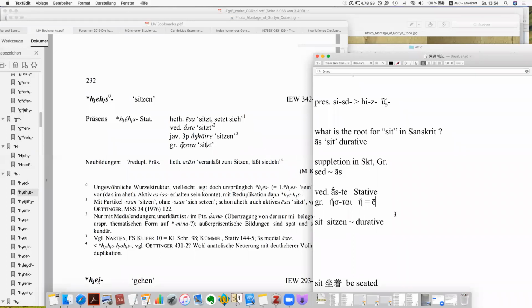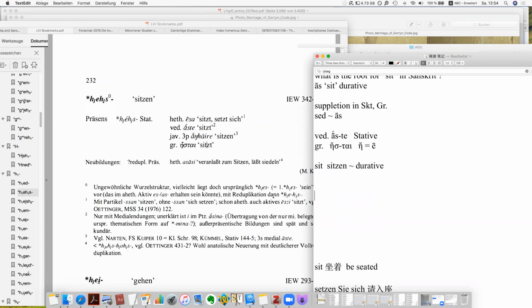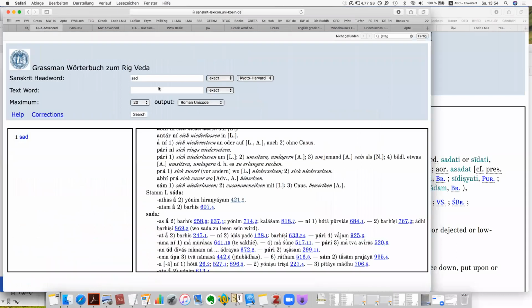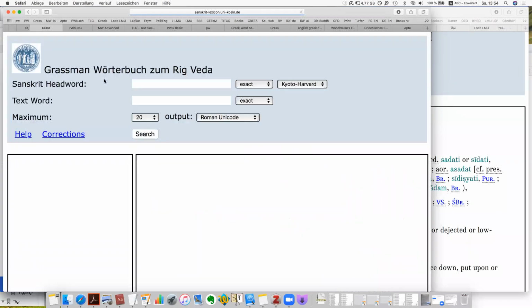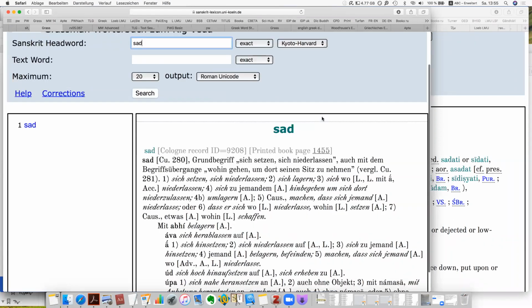We can check some instances of sat if you are not sure about Sanskrit Vedic sat. So if we want to check the forms of sat, let's use the Vedic dictionary, the Grassmann dictionary to the Rigveda. So this is a mistake: there's a double N, so it is not M-A-N, but actually M-A-N-N. Okay, so let's check sat here.